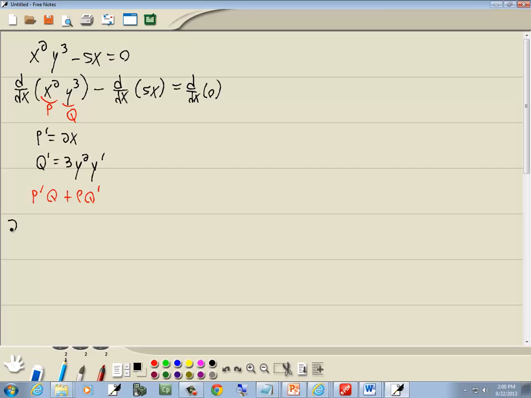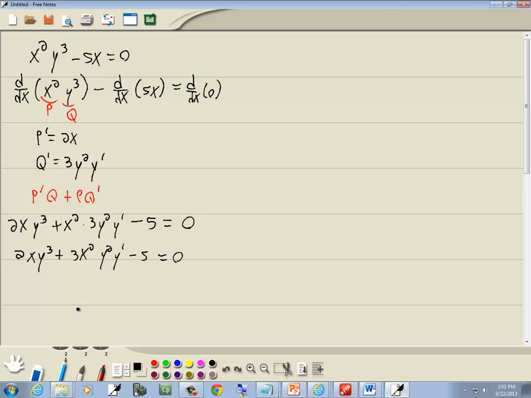Well, p prime we said was 2x times q, which is y to the third, plus p, which is x squared, times q prime, which is 3y squared y prime, minus the derivative of 5x, which is 5, equals the derivative of 0, which is 0. Okay, so that gives us 2x y to the third plus 3x squared y prime minus 5 equals 0.